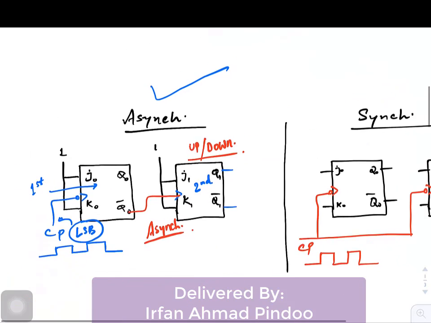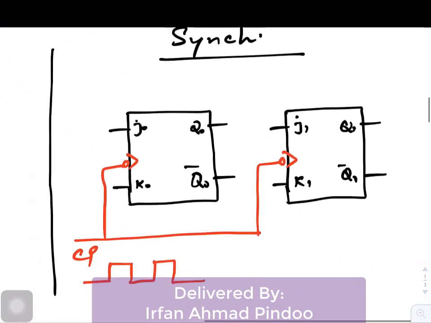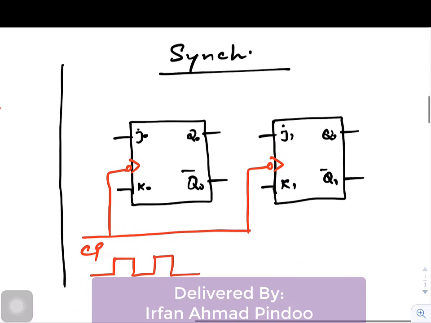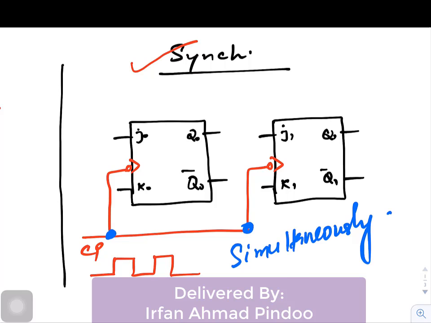So this one we have already covered. Now in this video we are focusing on synchronous counters, and you can see the clock that is being provided is given to both the stages at a time. The clock is given simultaneously to both the flip-flops. So there would be no ripple in it.